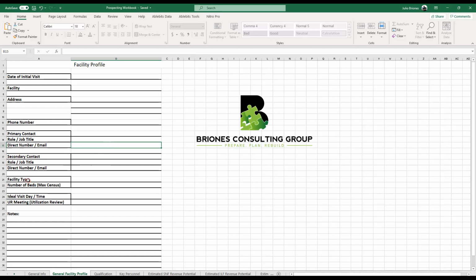Moving on, let's talk about the facility type. Are we going to visit an independent living, an assisted living, a doctor's office, a funeral home? There are many types of facilities. Please be sure to note what type of facility it is. And if the metric applies, what is the number of beds? Like, what's the max census that they have? How many people can they potentially hold?